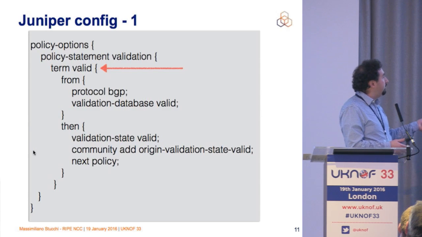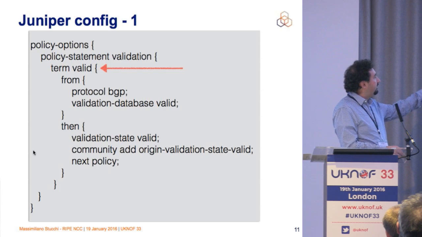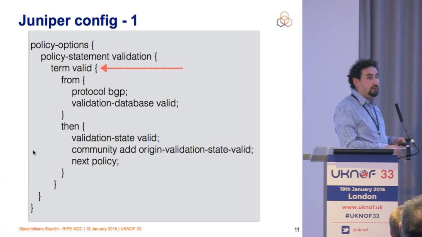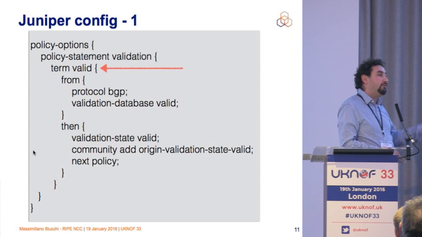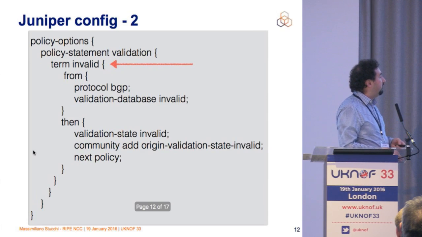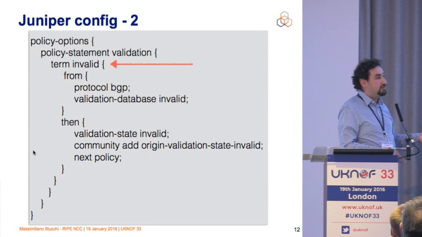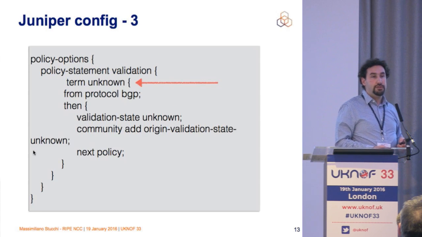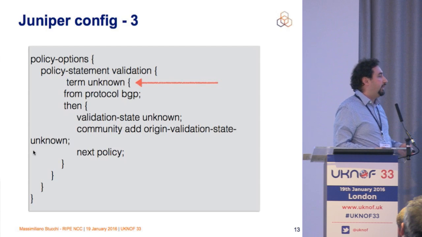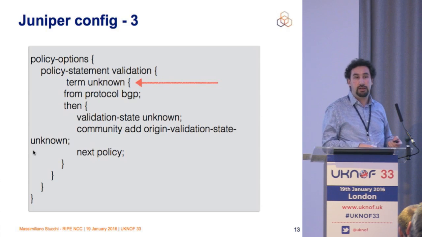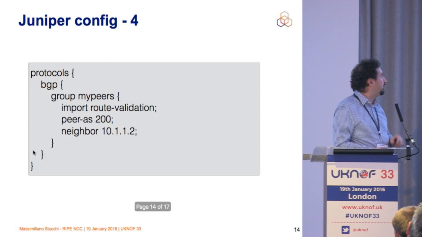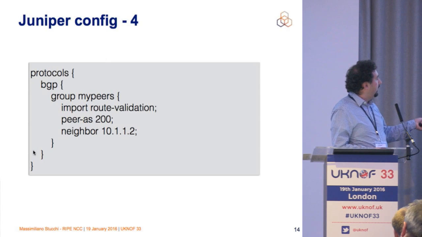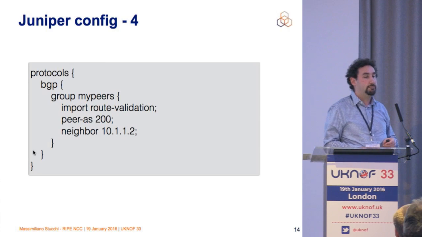Juniper. Again, I just look at the valid, then I can take different decisions. So I create a policy statement. There you go. I do the same for invalid and quickly for unknown. So I just modify my configuration depending on what I get from the ROAs. And here is how I configure route validation from my neighbors.